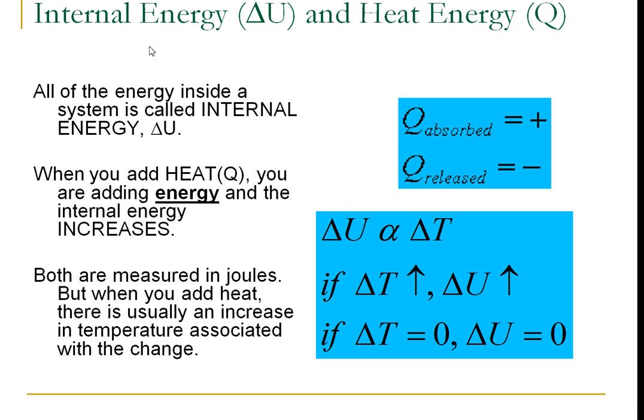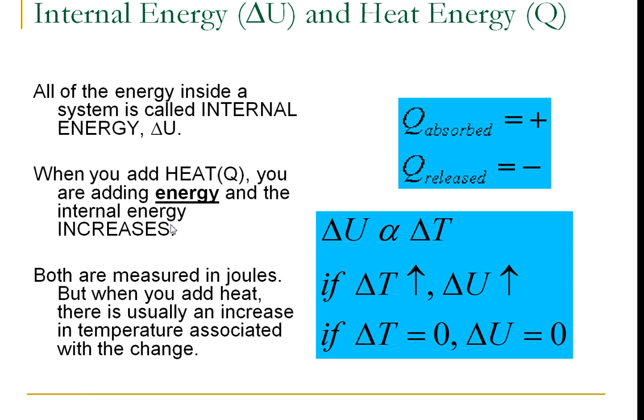And now let's talk about internal energy and heat. All of the energy inside a system is called its internal energy. And we're going to use delta U to designate that it is internal energy. When you add heat, you're adding energy. This causes the internal energy to increase.